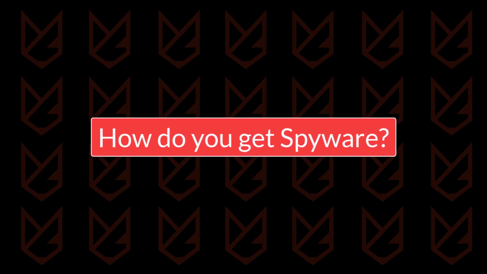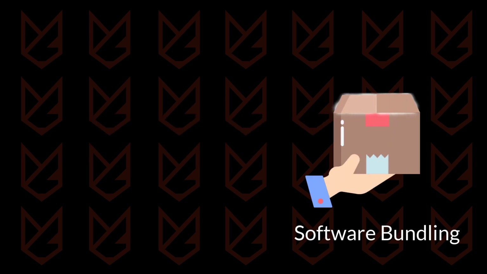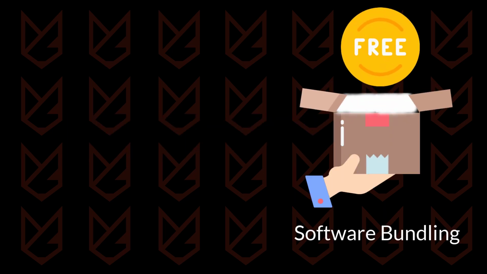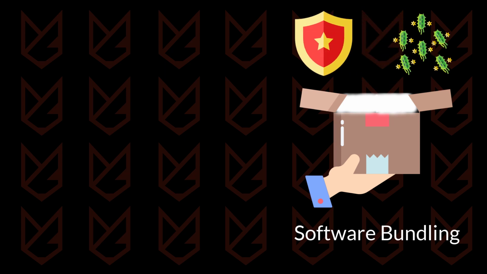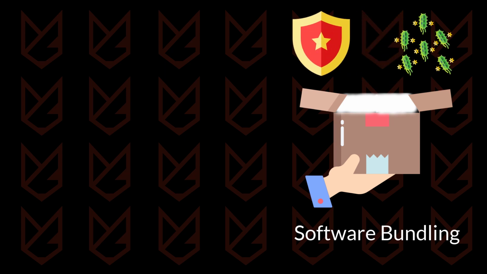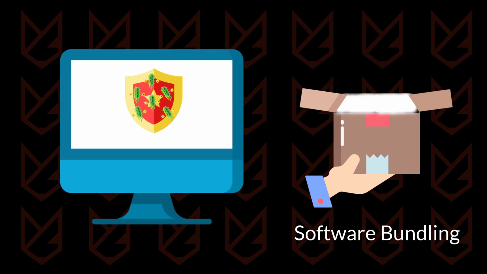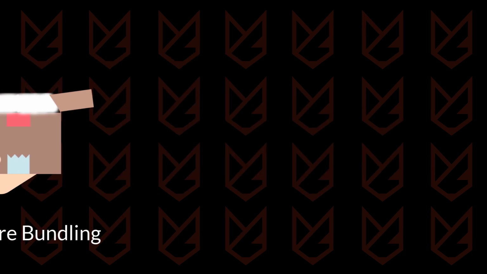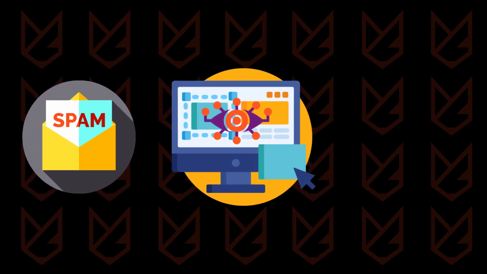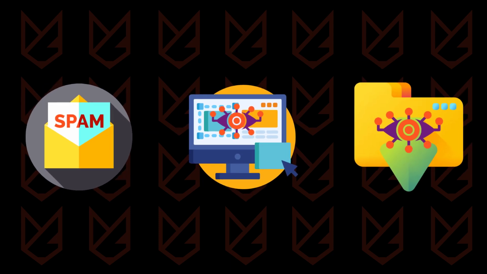How do you get spyware? Spyware usually enters your PC using software bundling. Cybercriminals bundle the spyware with free or pirated software. When you download and install such software, spyware also gets installed. There are several other methods of spyware propagation, such as spam emails, compromised websites, drive-by downloads, etc.